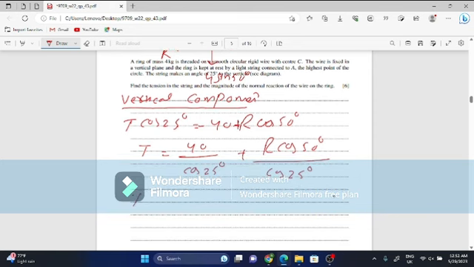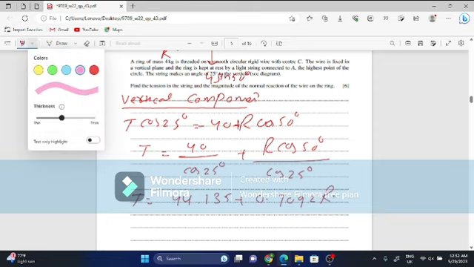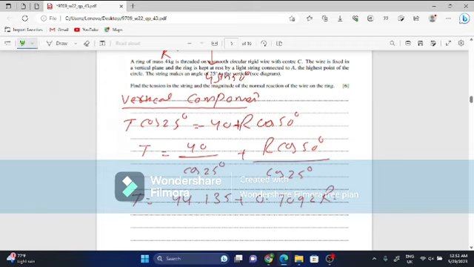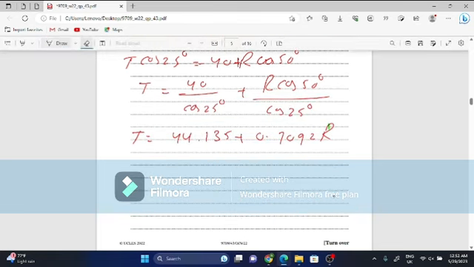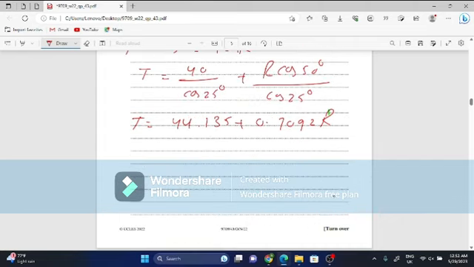Do the simplification, then your T would be coming as 44.135 plus 0.7092 R. Now this R is creating a problem. I have to find the value of this R, so that R will be figured out by using the horizontal component. So consider the horizontal component.